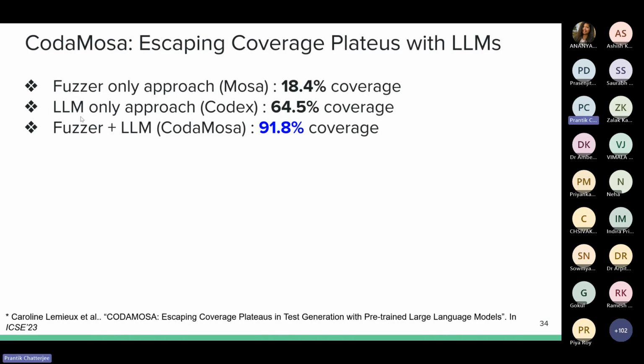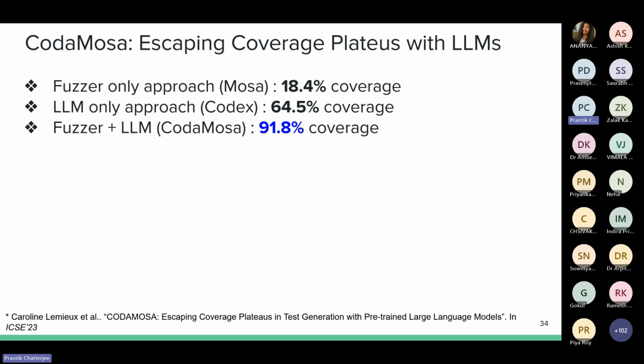If you only use the LLMs to generate test cases, meaning you only take the test cases generated by LLMs and you do not do any crossover mutation operations, you have 64.5% coverage. And if you use both of them together, you have 91.8% coverage.